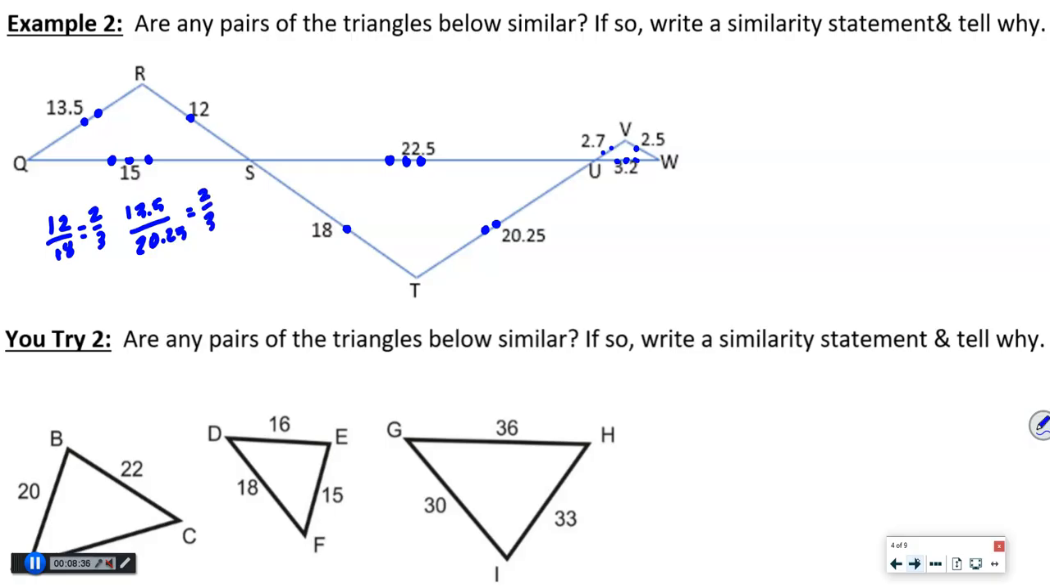And you know what? The other way you can tell is 12 over 18 is 0.667, right? And this is also 0.667. So if you can't reduce, you're just looking for the same number, okay? Now we're going to do our 15 over 22.5, and guess what? That is, again, 2/3 or 0.667. So we definitely can write a similarity statement for those two.